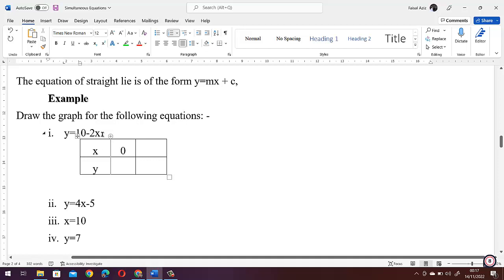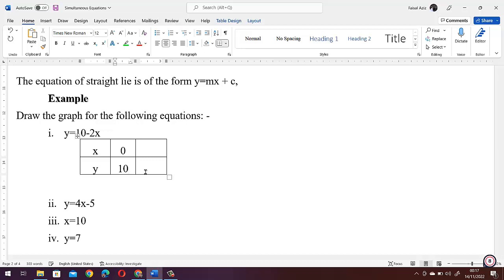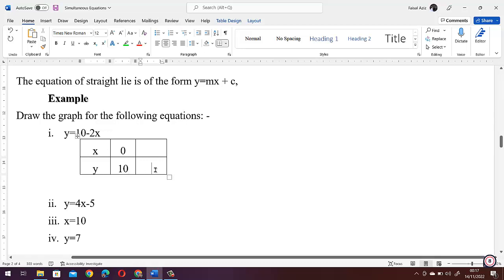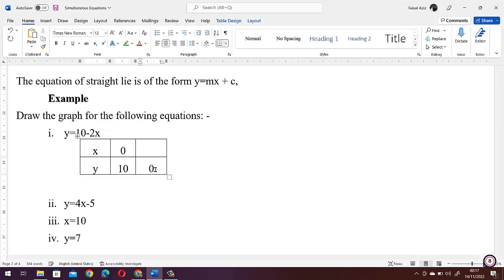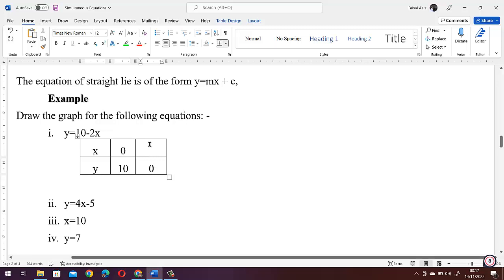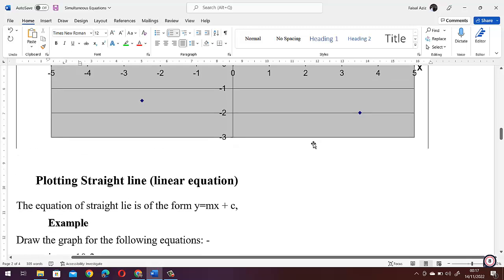If I put the value of x equal to 0, automatically I will get the value of y equal to 10. And similarly, if I put the value of y equal to 0, I will get the value of x equal to 5. So this is how we can get 2 points. The first point x1, y1 is 0 comma 10 and the other is 5 comma 0. So we can plot these 2 points on a graph.